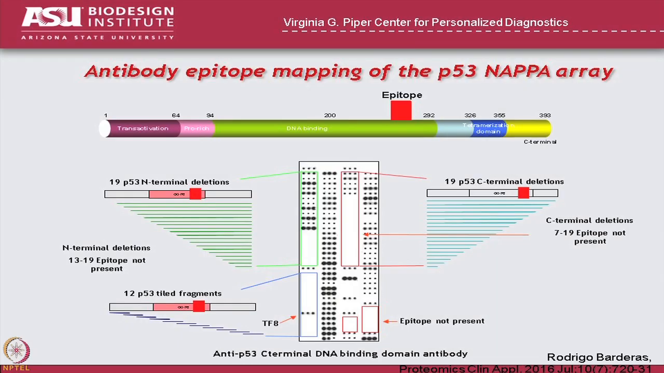This just indicates that you can map a higher throughput version of mapping where binding occurs. Here's an example of an antibody that was binding to the P53 protein. We did a series of N-terminal deletions, and you can see it binds to all of them until it gets to here.